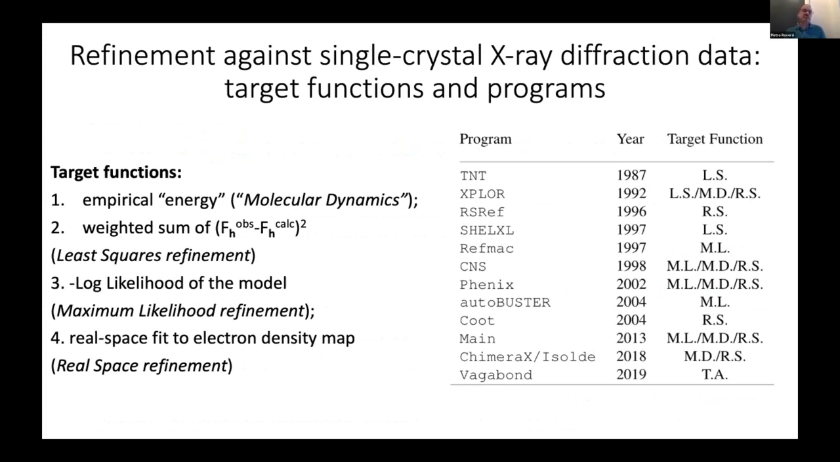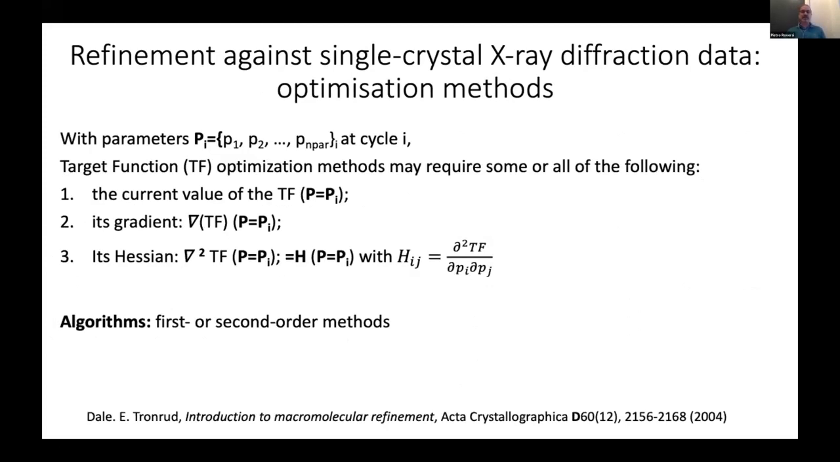Target functions, we can use various programs. This table is by no means exhaustive, and in preparing this talk, I realized that I was going to offend somebody by omitting them or by misquoting their work, and I'm prepared to be attacked in my private room after the talk. But you have four types of target functions, broadly speaking. The field started with the first two, and then maximum likelihood came of age in the late 1990s. Real space refinement is another way you can refine models, by matching the electron density in real space.